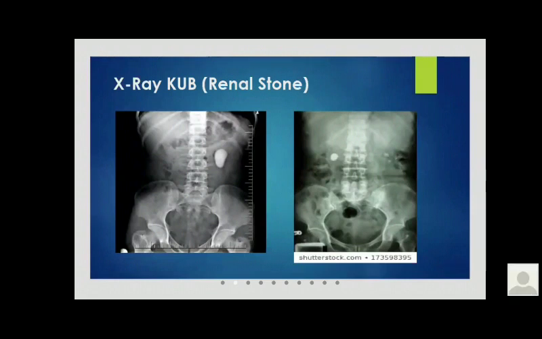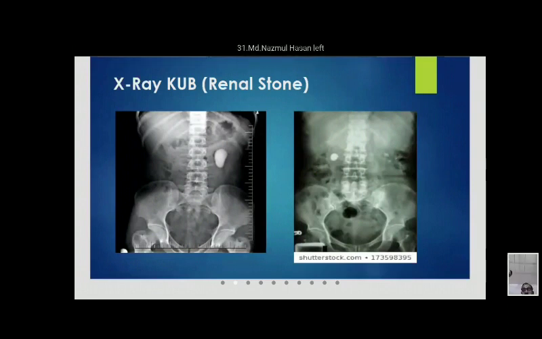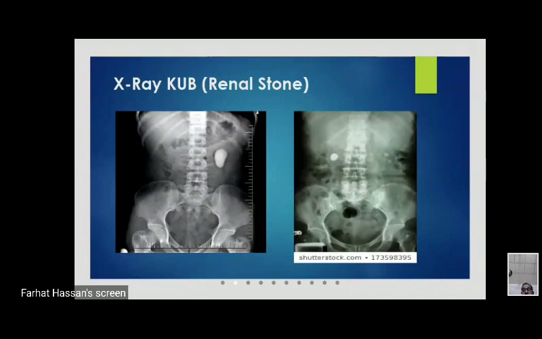Then deficiency of vitamin A. That leads to epithelial deformation, and that actually predisposes to stone formation. Then prolonged immobilization, dehydration, and hyperuricemia, which is gout. Hyperparathyroidism leads to calcific deposit. So these are the mechanisms of stone formation.